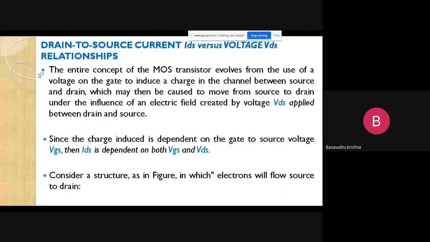First point here is the entire concept of the MOS transistor. The entire concept of the MOS transistor evolves from the use of voltage on the gate. That voltage induces a charge in the channel between source and drain, which may cause charge carriers to move from source to drain under the influence of an electric field. So the movement of charge carriers from source to drain is due to the applied voltage VDS, between drain and source, right?